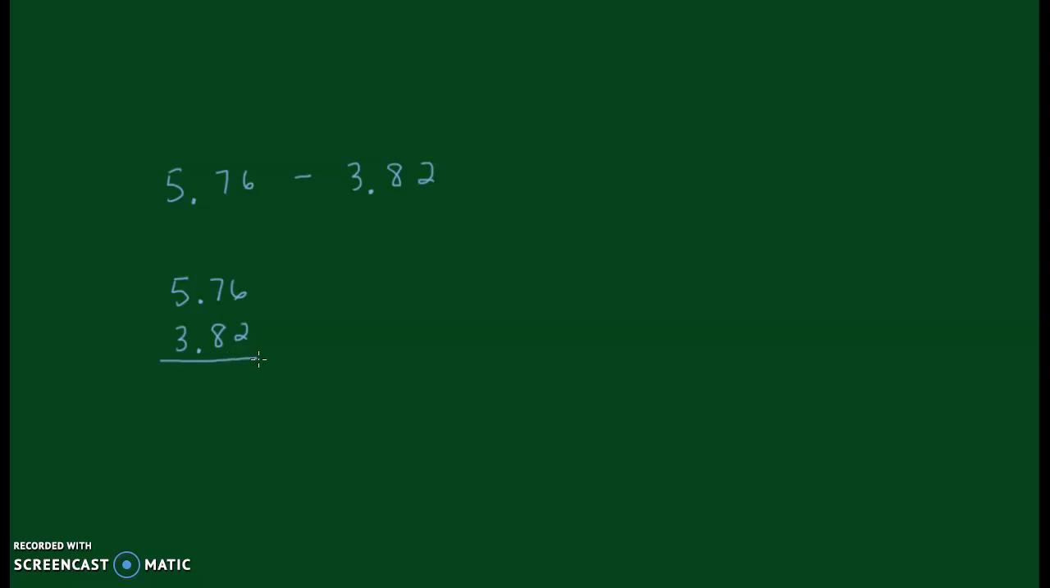Now, one thing I forgot to do with the previous one is to estimate. So estimating, I always look at the greatest place. So in this case, both of them are in the ones place. So if I look to the right, the magic number is 5. So 7 is higher than 5. So the 5 would round up to a 6. Then we're going to look to the right here. 8 is also higher than 5. So the 3 rounds up to a 4. So now we're going to have 6 subtract 4. So our estimate's going to be about 2.